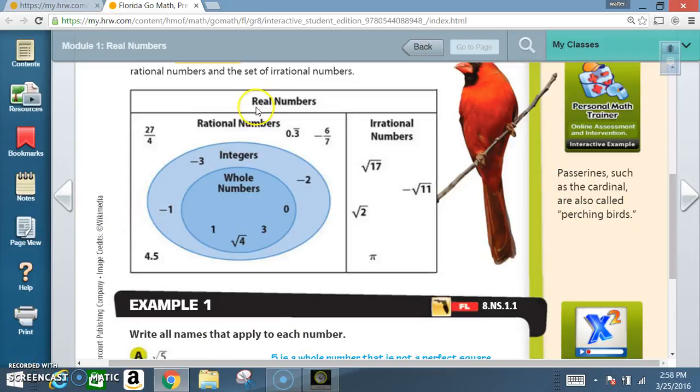All right, now let's take another look at the chart that the young lady exposed you to a little bit earlier. Real numbers are made up of rational numbers and irrational numbers. Rational numbers include integers, and integers are positive and negative whole numbers. Whole numbers are positive numbers beginning with 0. Irrational numbers are any numbers that cannot be expressed as a rational number, so they cannot be written as a fraction.